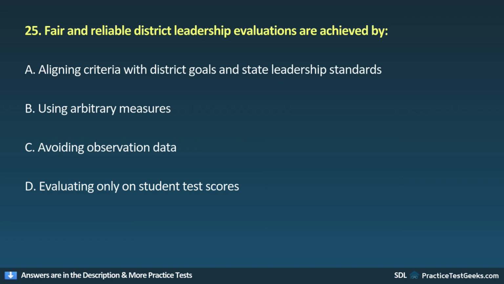25. Fair and reliable district leadership evaluations are achieved by: A. Aligning criteria with district goals and state leadership standards. B. Using arbitrary measures. C. Avoiding observation data. D. Evaluating only on student test scores.